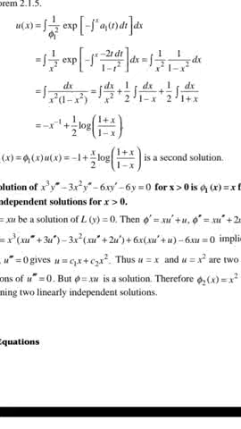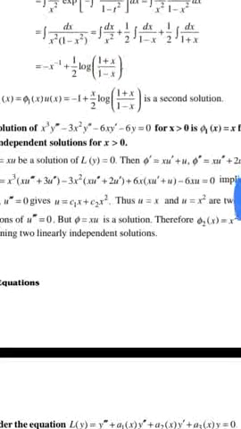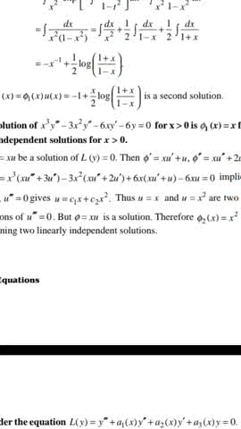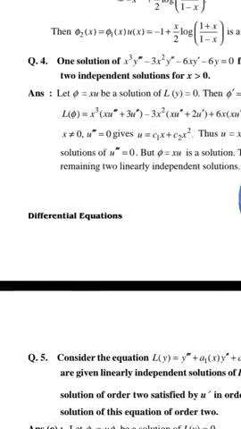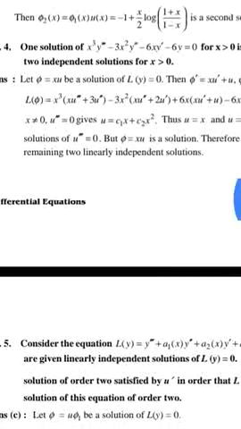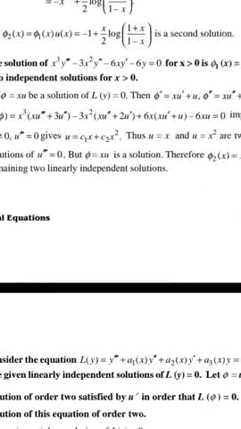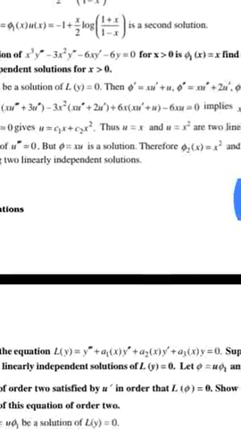This is equal to the integral of dx divided by x square into 1 minus x square, which is equal to the integral of dx divided by x square plus 1 by 2 integral of dx divided by 1 minus x plus 1 by 2 integral of dx divided by 1 plus x, which is equal to minus x raised to minus 1 plus 1 by 2 log of 1 plus x divided by 1 minus x. Then phi 2 of x is equal to phi 1 of x into u of x, which is equal to minus 1 plus x by 2 log of 1 plus x divided by 1 minus x, is the second solution.